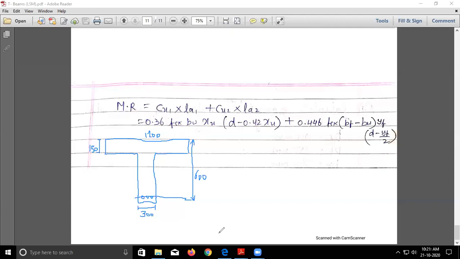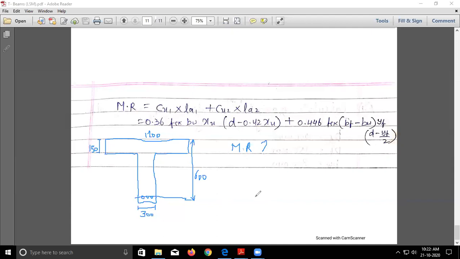Okay. So now what is asked in the question? It is asked to find out the moment of resistance. So how will you find out the moment of resistance? We have seen all the three cases. That means you will find out XU by any one of those cases.